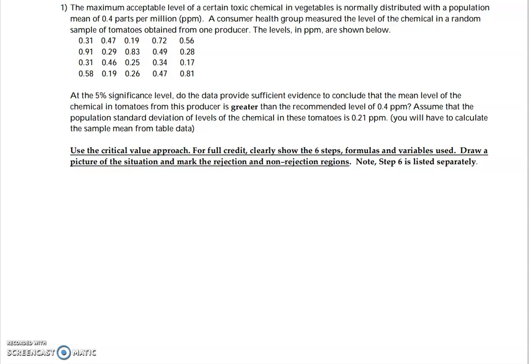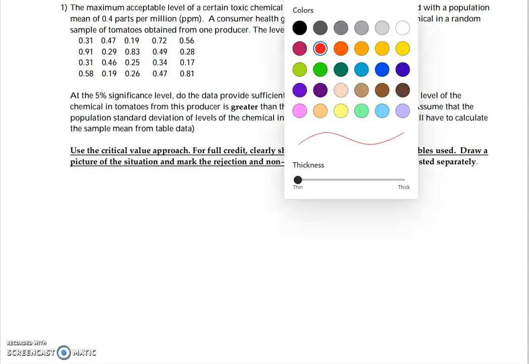The maximum acceptable level of a certain toxic chemical in vegetables is normally distributed with a population mean of 0.1 parts per million. A consumer health group measured the level of the chemical in a random sample of tomatoes obtained from one producer. The levels in parts per million are shown below. So this is the chart they give you right here.